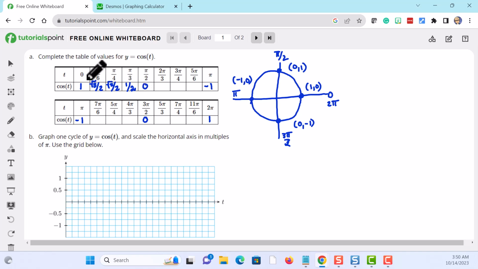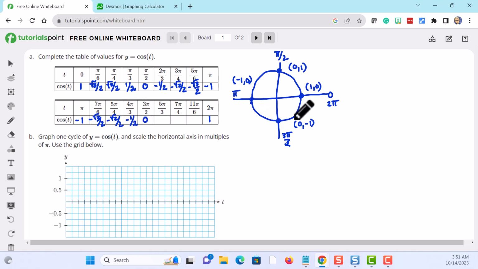Now, once we've completed the values from 0 to pi over 2, we're all set. As we move from pi over 2 to pi, the values of cosine are negative, so we have negative 1/2, minus the square root of 2 over 2, minus the square root of 3 over 2, and negative 1. Then in the third quadrant, cosine is still negative, so we have minus the square root of 3 over 2, minus the square root of 2 over 2, minus the square root of 1 over 2, which is negative 1/2.